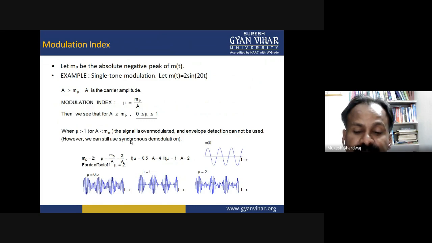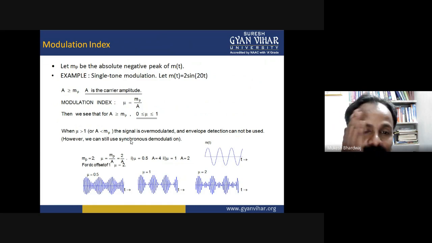Modulation index, mu: the extent up to which we can modulate the signal is known as the modulation index, and its value lies between 0 and 1. Let MP be the absolute negative peak of m(t). For single tone modulation, let m(t) equal 2 sin omega t. So A is greater than or equal to MP, where A is the carrier amplitude. Modulation index is given by mu equals MP by A.